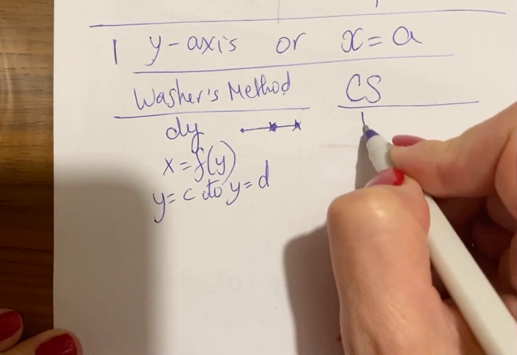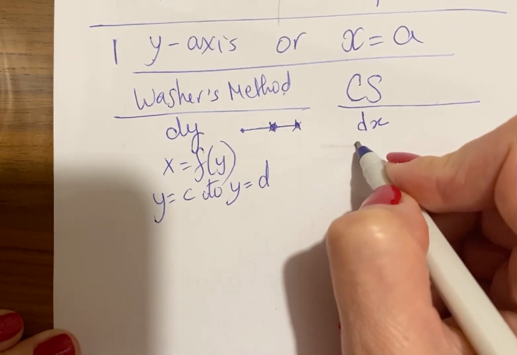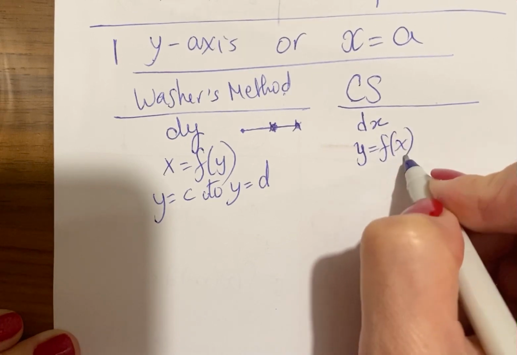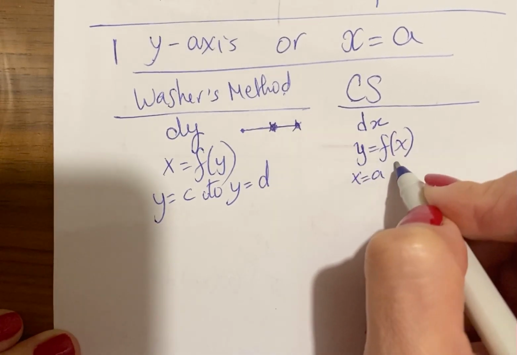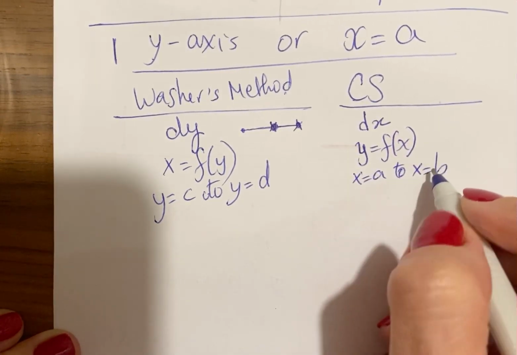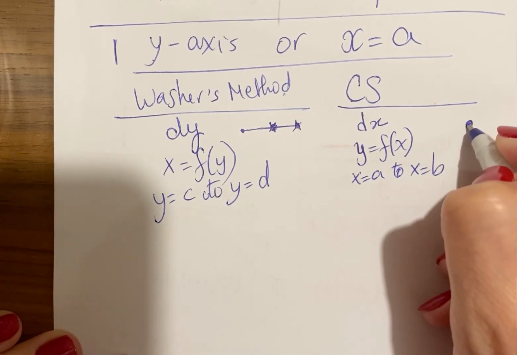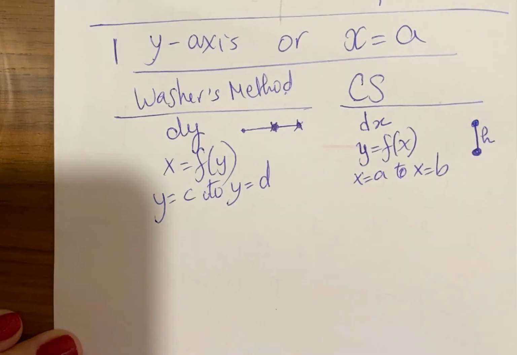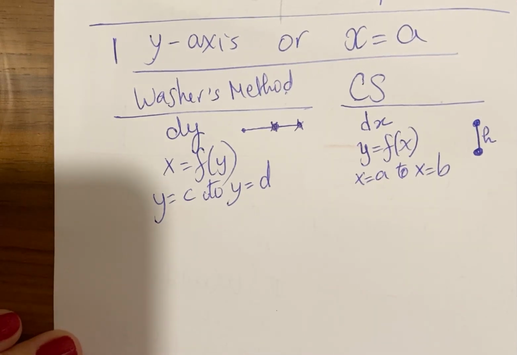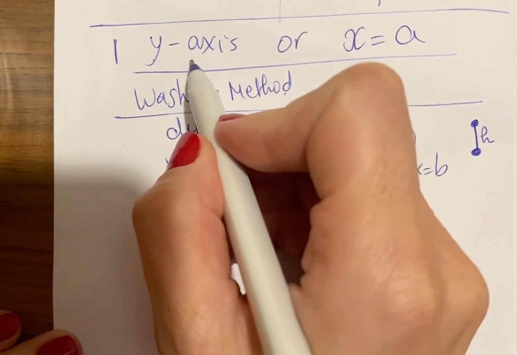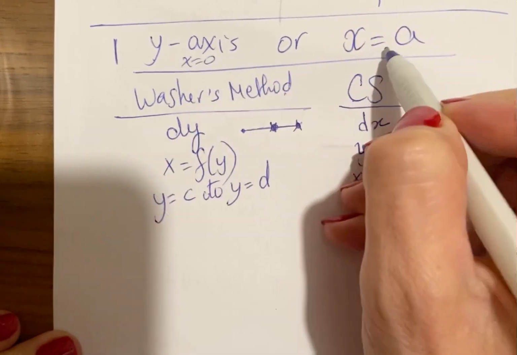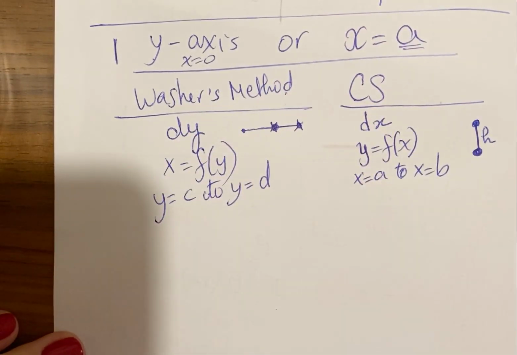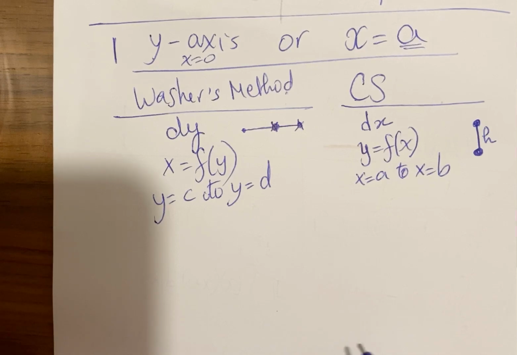In cylindrical shells, it will be dx. This means y has to be a function of x, and this means that limits have to be limits of x. And how do you draw? You draw parallel to the y-axis, so you draw a vertical line in your section. This will be your height, and then the radius will be either x or y minus or plus the line that you have. If it's not the y-axis, which is x equals 0, you will have to subtract a according to which one is on the right, which one is on the left.